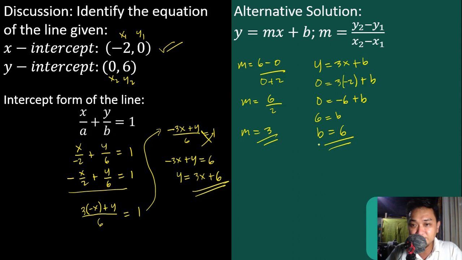May slope na tayo, may b na tayo, pwede na nating malaman kung ano yung magiging linear equation natin in slope intercept form. So all you have to do is to substitute the value of m and the value of b. We have y is equivalent to 3x plus 6. Ayan, so pareho po sila.